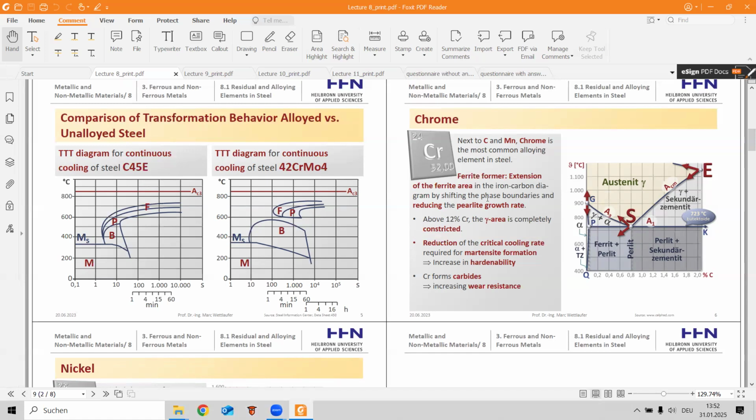Chromium extends the ferrite area in the diagram by shifting the phase boundaries and reducing the austenite area. At 12% chromium, the austenite area is completely constricted. Reduction of the critical cooling rate increases martensite formation and hardenability. Chromium forms carbides, increasing wear resistance.